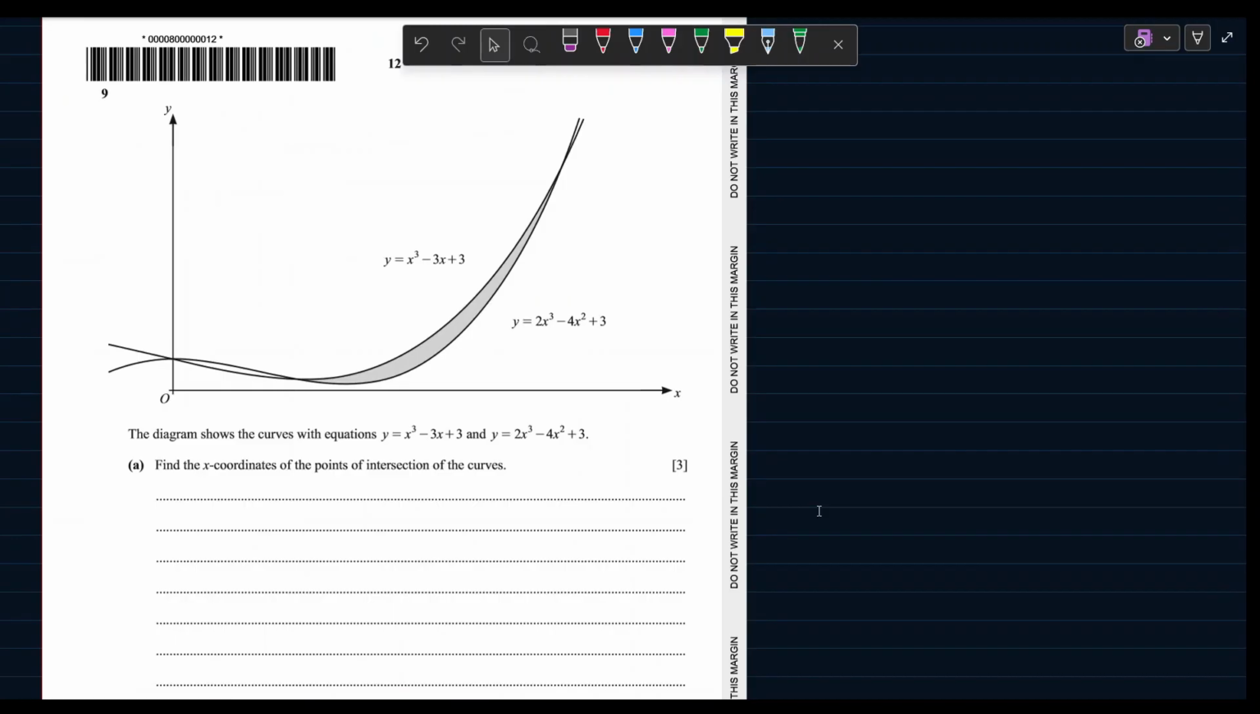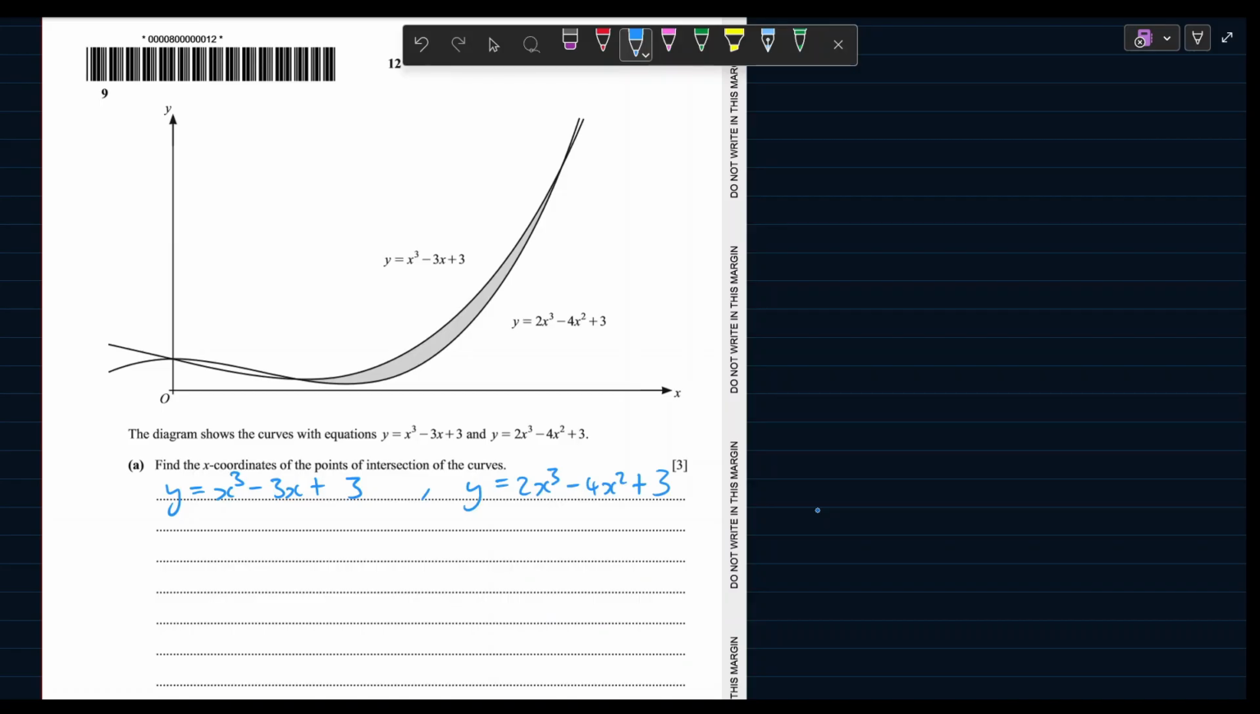Number 9. The diagram shows the curves with equations y is equal to x cubed minus 3x plus 3 and y is equal to 2x cubed minus 4x squared plus 3. Part A. Find the x-coordinates of the points of intersection of the curves. So we've got the curve with equation y is equal to x cubed minus 3x plus 3, and then we have the curve with equation y is equal to 2x cubed minus 4x squared plus 3. And we want to find their points of intersection.